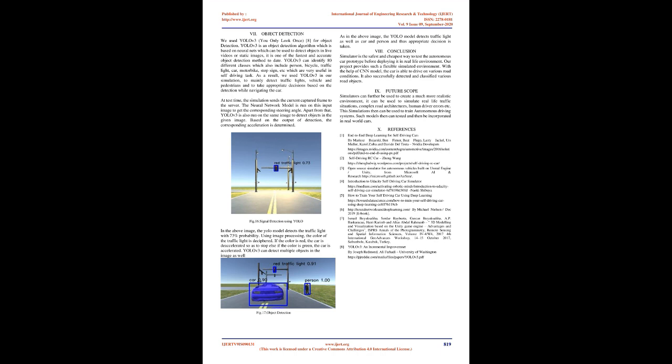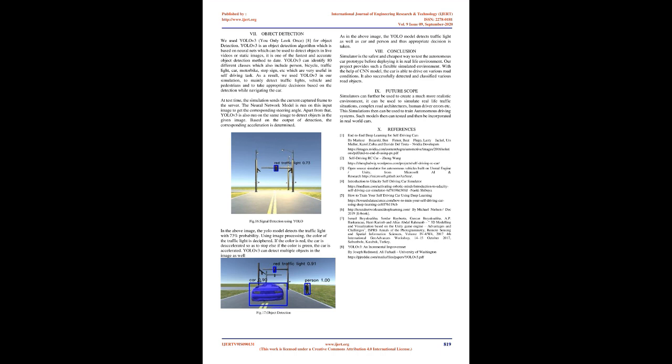In the above image, the YOLO model detects the traffic light with 73% probability. Using image processing, the color of the traffic light is deciphered. If the color is red, the car is decelerated so as to stop, else if the color is green, the car is accelerated. YOLOv3 can detect multiple objects in the image as well. Fig.17. Object detection. As in the above image, the YOLO model detects a traffic light as well as a car and person, and thus an appropriate decision is taken.